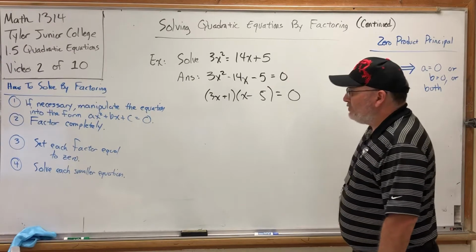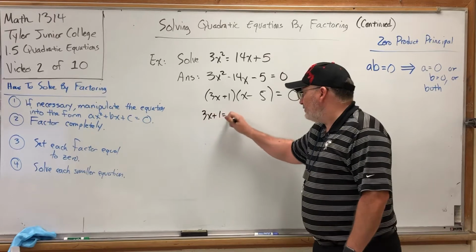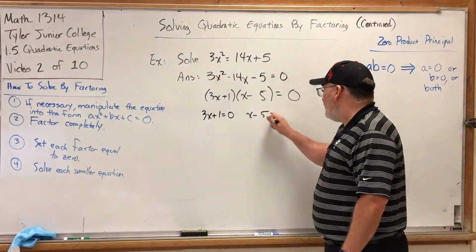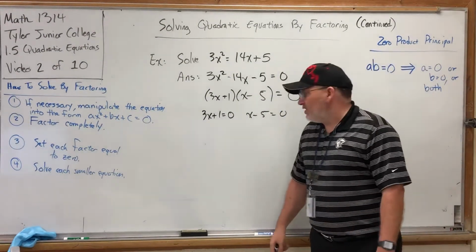All right, we just did step 2. We factored completely. Now we're in the clear. Set each factor equal to 0. 3x plus 1 is equal to 0, x minus 5 is equal to 0, and proceed to solve.